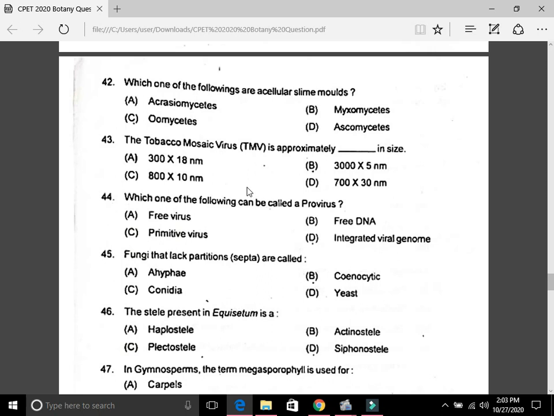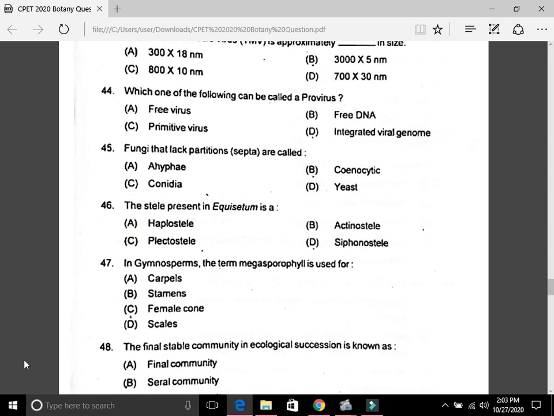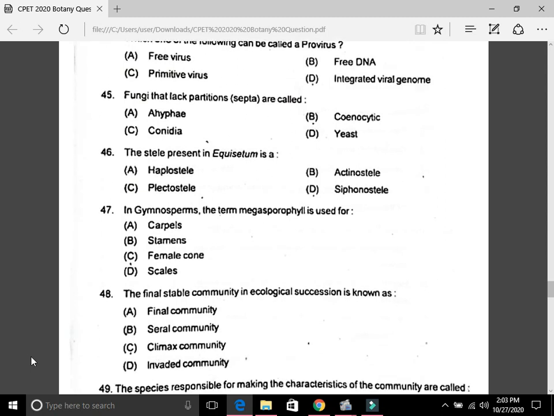Question number 43. The tobacco mosaic virus is approximately dash in size. The answer is A, that is 300 into 18 nanometer. Which one of the following can be called a provirus? The answer is D, integrated viral genome. Fungi that lack partitions are called B, that is coenocytic.